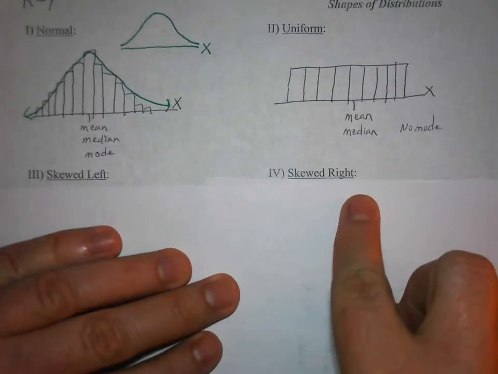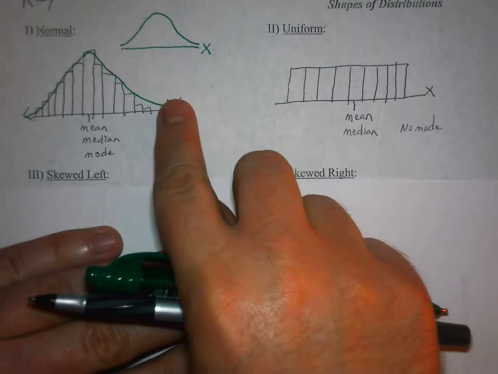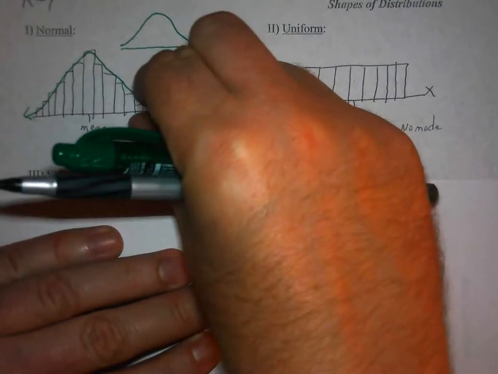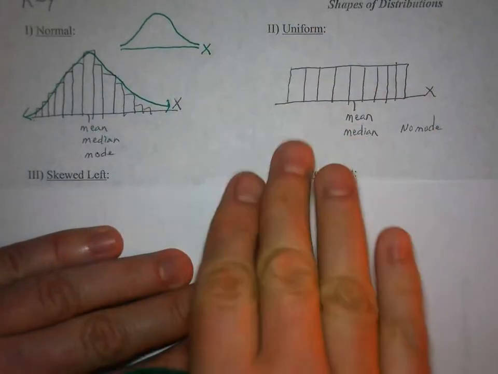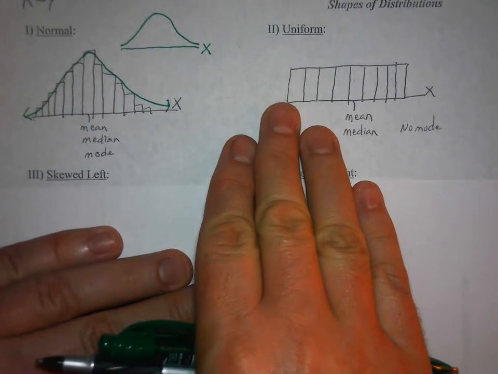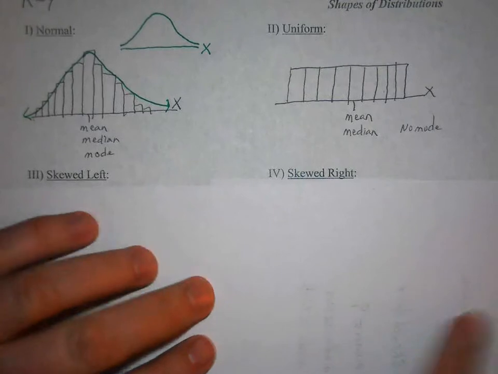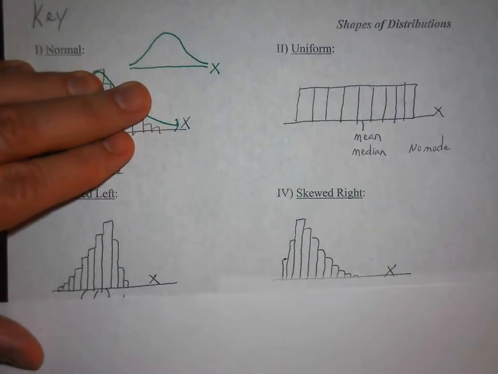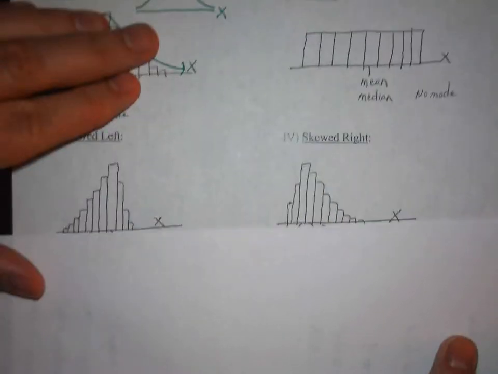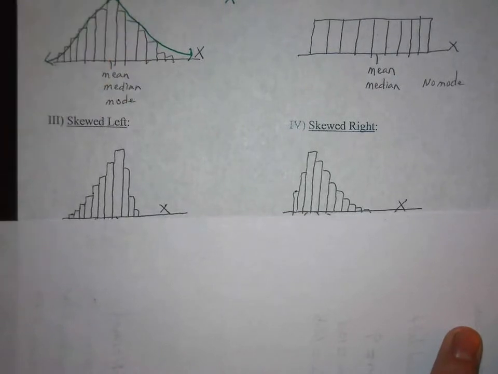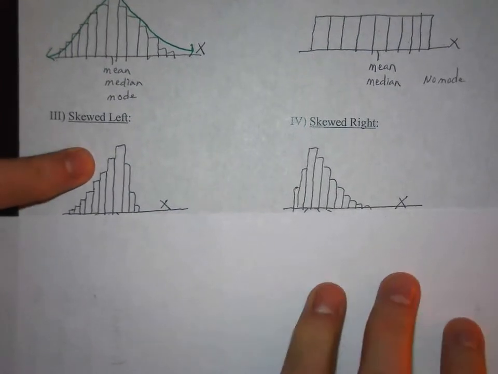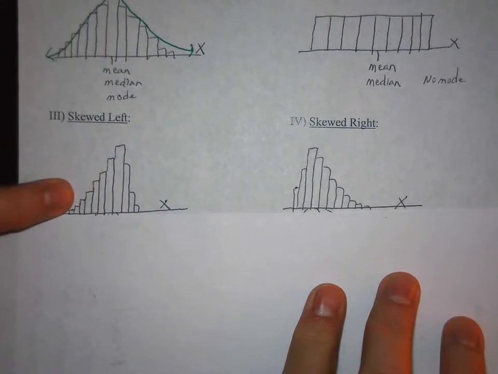In a skewed right distribution, just tug on the right-hand end, and it'll pull some of the bars out to the right. So it's longer on the right end, where a skewed left distribution will be longer on the left end. Okay, so those are the basic shapes, and again, if you want to pause the video and make a little diagram of those, those would be what those shapes look like.